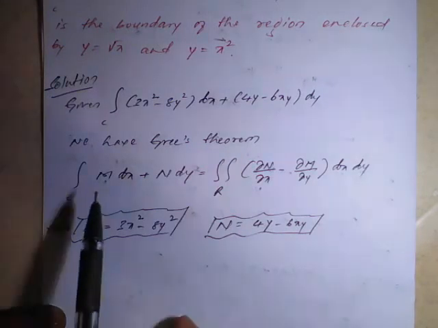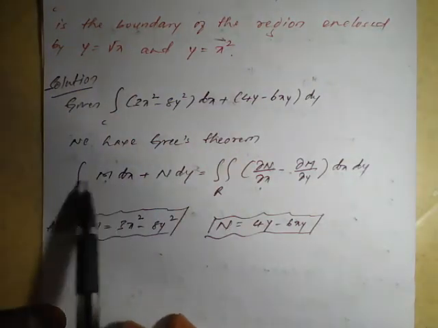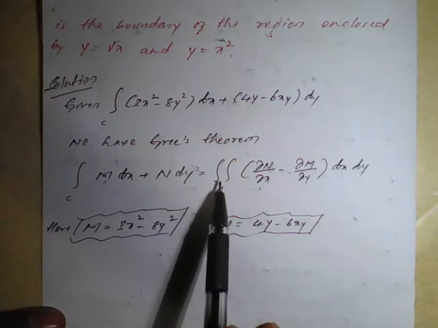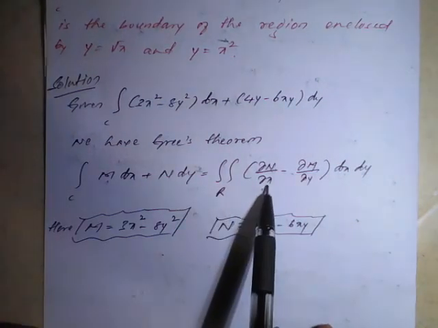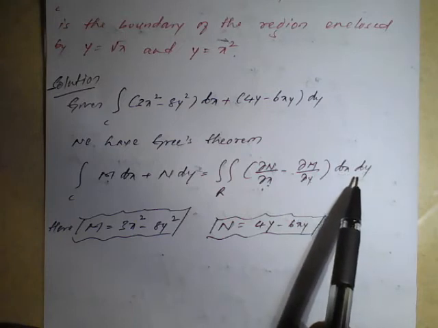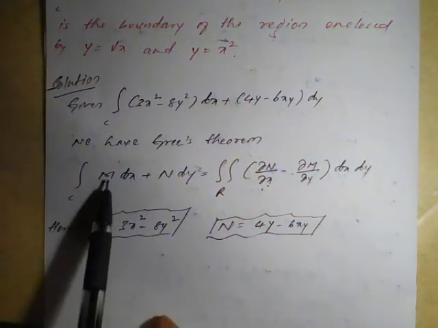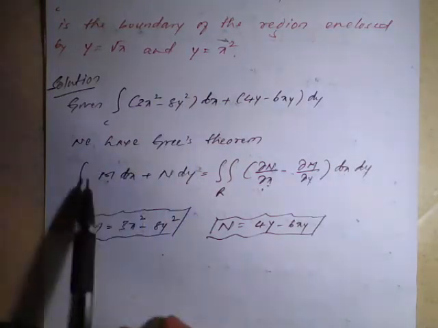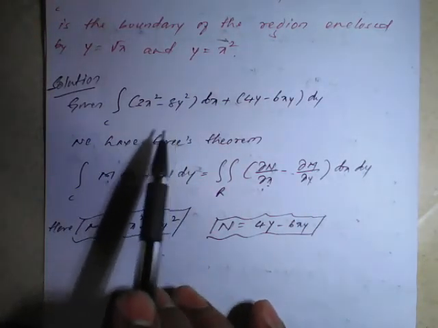We have Green's theorem. The statement of Green's theorem is: the integral of M dx + N dy is equal to the double integral over the region R of (∂N/∂x − ∂M/∂y) dx dy. So here, after comparing, the value of M will be 3x² − 8y², because the left hand side is the same as the given question.